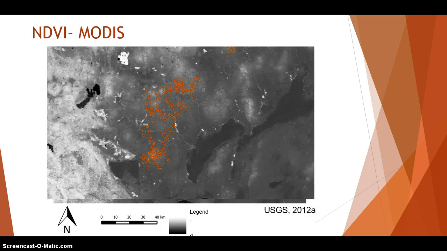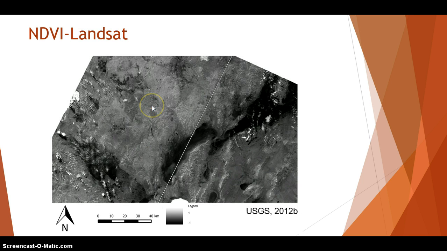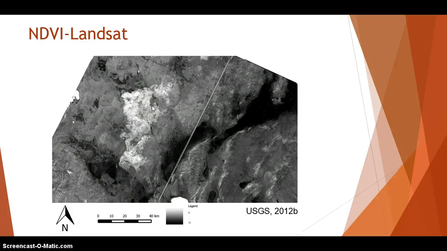The image shows NDVI values before the fire in August. As you can see, these white areas disappear after the fire, showing a loss in vegetation. Due to the low spatial resolution of MODIS, Landsat imagery was used to look at NDVI. This image shows NDVI before the fire, and this image shows NDVI after the fire. As you can see, there is an increase in vegetation.